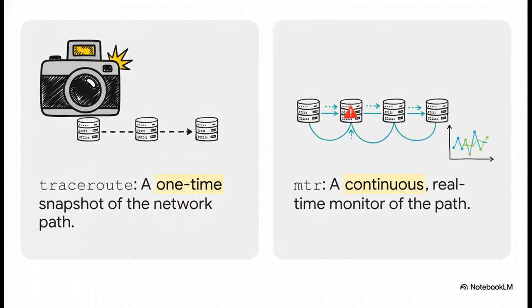So here's the key takeaway, the real difference between the two. If you need a quick, one-time snapshot of the path, boom, use Traceroute. But for those super frustrating intermittent problems, the ones that come and go, MTR is your absolute best friend. You just leave it running and it'll catch the problem the very moment it happens.